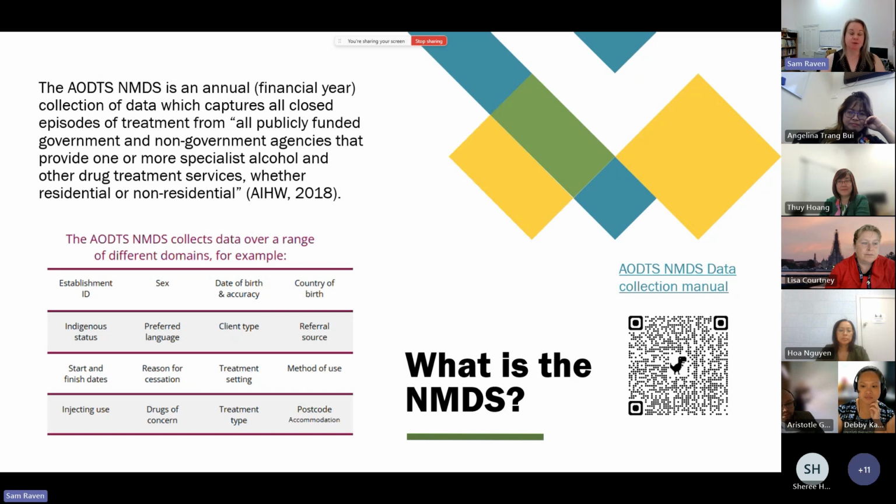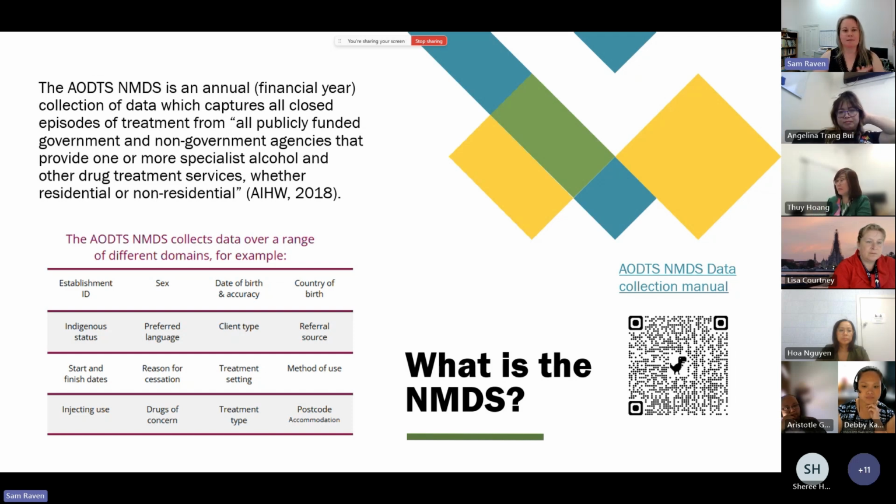So this data collection manual is put out every year. It doesn't always have significant changes every year. I believe the 24-25 version didn't have any changes from the previous year, but that talks about all the kind of detailed information about each one of these data domains that you need to know about collecting them.